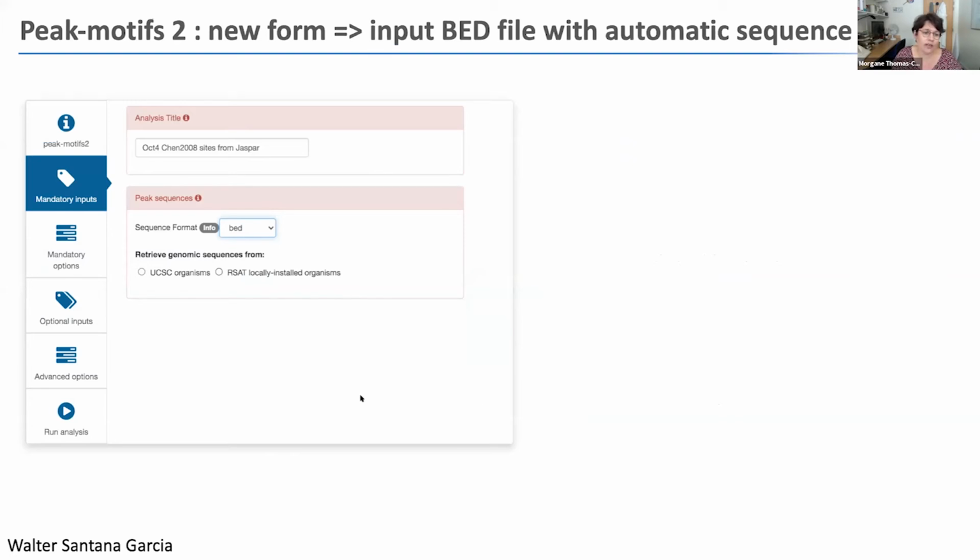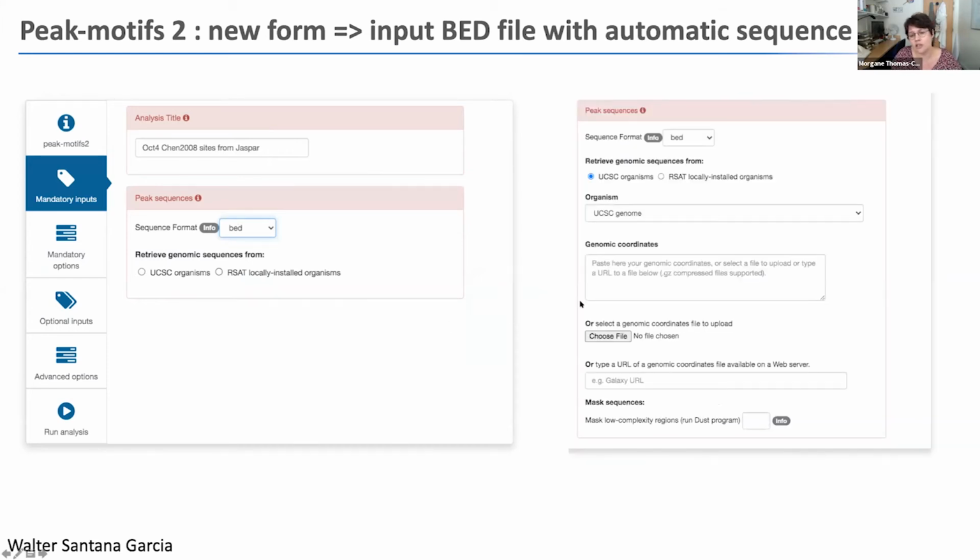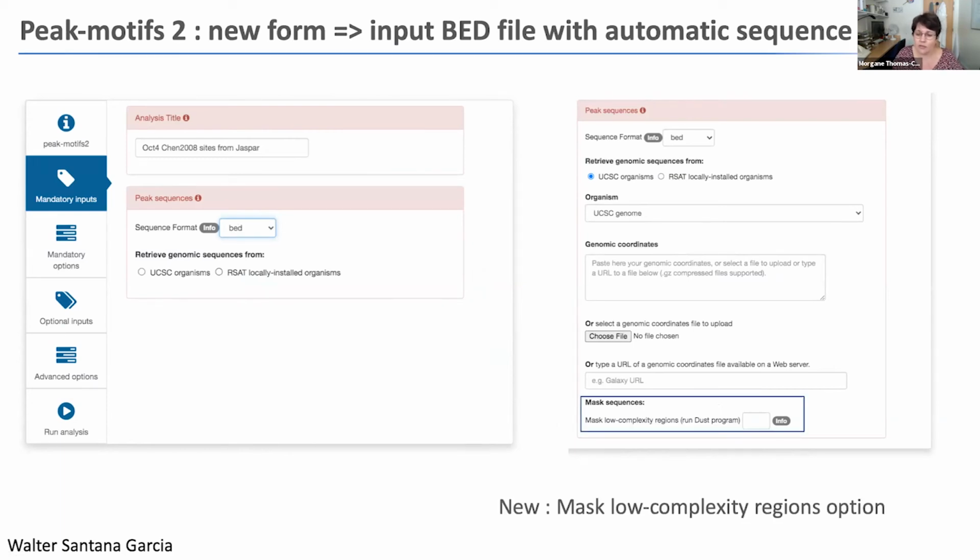And in the form, we have added, as the users have asked, this option to upload BED files and then retrieve genomic sequences from the genomes directly. So you can choose, for example, a UCSC organism, and you have within the interface the choice of the genome that you can choose, or you can use an RSAT installed organism. And we have added this masked low complexity region option to be able to remove those repeats that are entering the results.